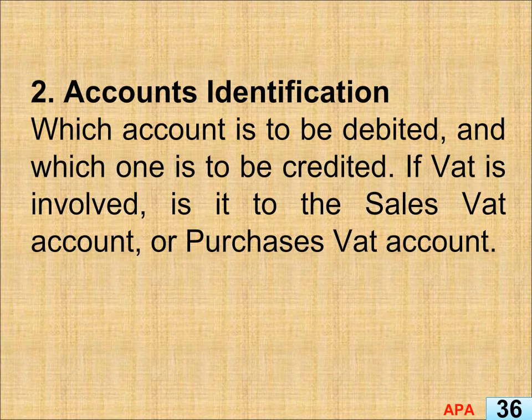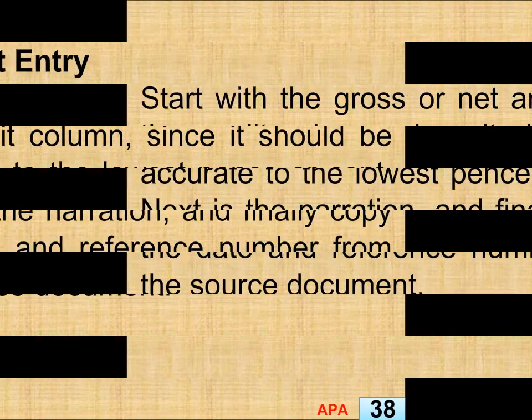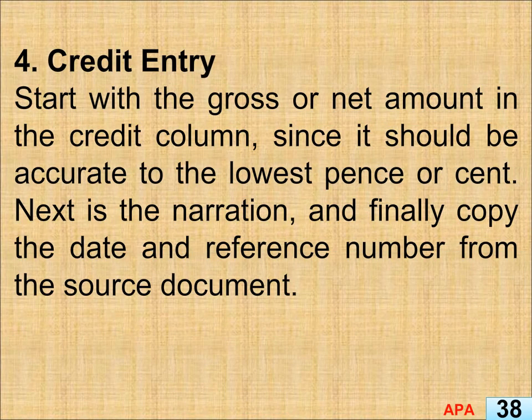2. Accounts identification. Which account is to be debited, and which one is to be credited? If VAT is involved, is it to the sales VAT account, or purchases VAT account? 3. Narration. This is generated from the source document, at the time of recording. It can be done simultaneously at the time of identifying the transaction.